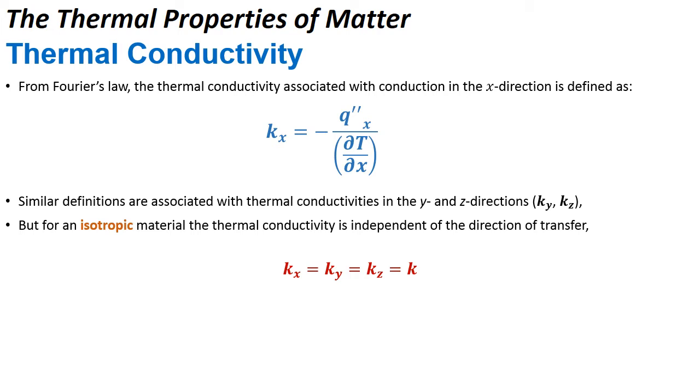Remember, thermal conductivity is a property which tells how much heat will be conducted when a temperature difference of 1 Kelvin or 1 degree centigrade exists. Materials having high thermal conductivity are known as conductors, like metals, and the materials having low thermal conductivity are known as insulators, like glass, wood, plastic, foam, etc.